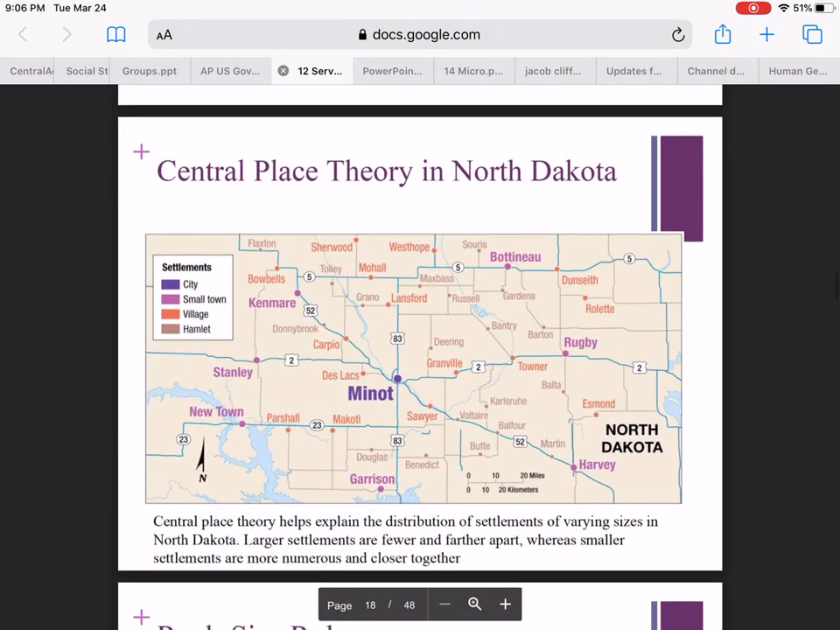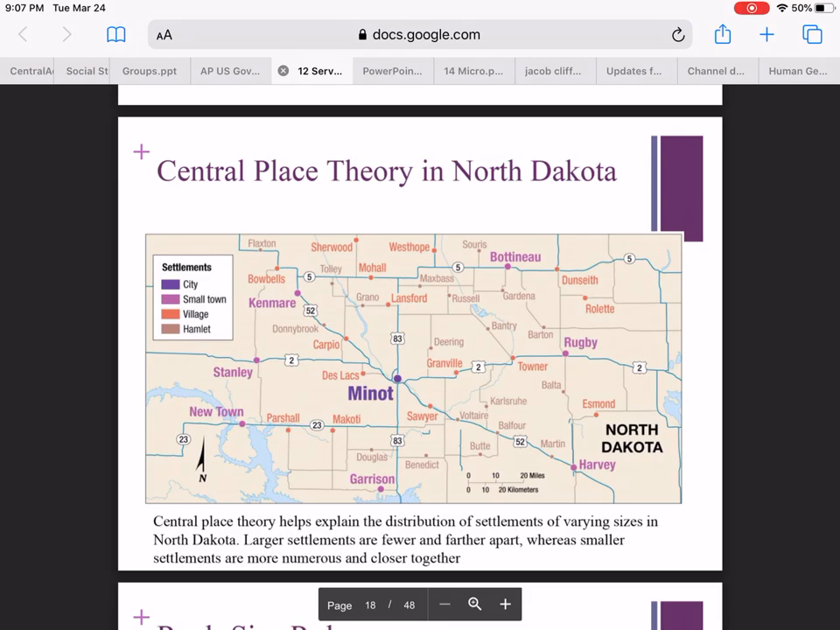Now, this is a perfect example of central place theory, and they picked out the city of Minot, North Dakota, which you've probably never heard of before. But you've got the city of Minot, and you see that there in the middle, and it's your city. And then around that, you almost see that circle of the lighter purple cities of the small towns. So we have Kenmare, Stanley, Newtown, Garrison, Harvey, Rugby, and Bottineau, which are our small towns that circle the major city. And you can see that all of those cities are pretty much on some sort of major state route or highway that connects them to the main road that draws them to the city.